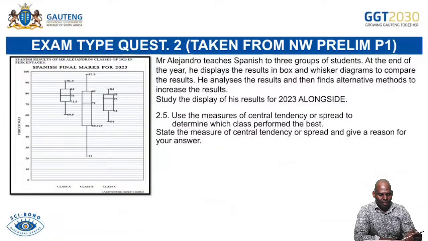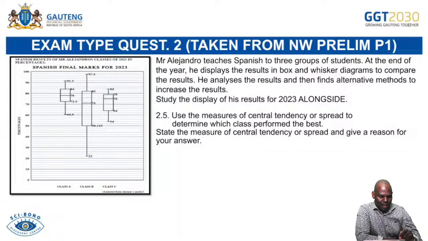Right, then for number 2.5, they say use the measures of central tendency or spread to determine which class performed the best. State the measure of central tendency or spread and give a reason for your answer. So for 2.5, we need to compare these classes. Which class do you think performed better?